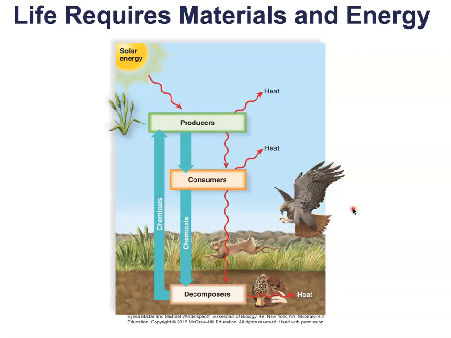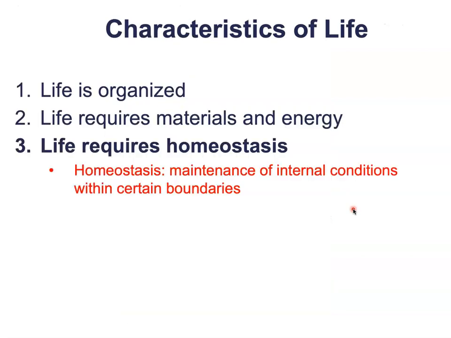So that's going to be our second characteristic of life. Life requires materials and energy. The next characteristic of life is that life requires homeostasis. All living things have to maintain homeostasis. And homeostasis is just the maintenance of internal conditions within certain boundaries. So it's absolutely essential that organisms maintain a state of biological balance.